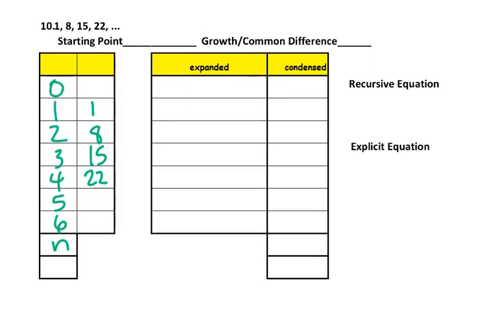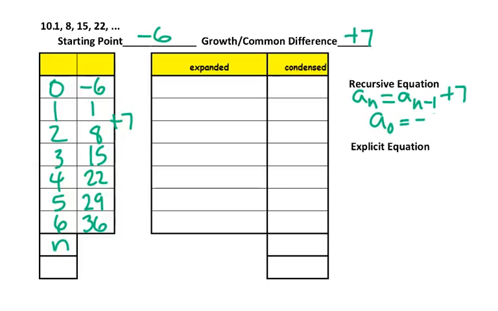Then number 10, we're adding 7 each time, so 29, 36, going backwards, negative 6. So we start at negative 6, common difference of add 7. A sub n equals a sub n minus 1 plus 7. A sub 0 equals negative 6.